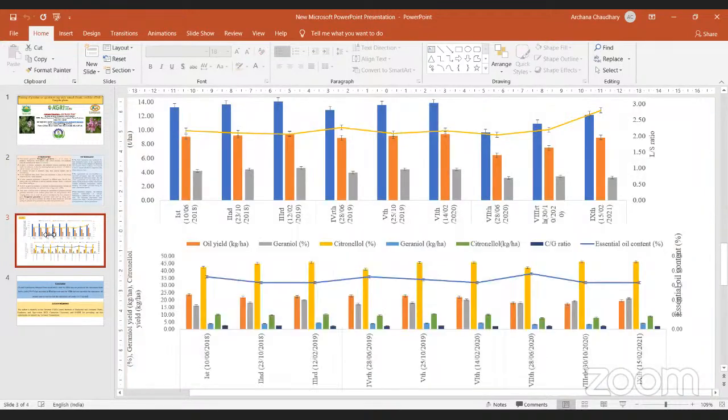And this is the graph. The first graph is showing the fresh herbage yield, fresh yield of leaf, fresh yield of stem, and LS ratio, in which the maximum fresh herb yield was recorded at the third harvest, which was followed by the fresh yield of leaves and fresh yield of stem. The highest LS ratio was recorded at the ninth harvesting stage. The second graph shows the essential oil content, geraniol yield and citronellol yield. The highest essential oil content was recorded at D7, the seventh harvest stage, and the oil yield was recorded at the third harvesting stage.